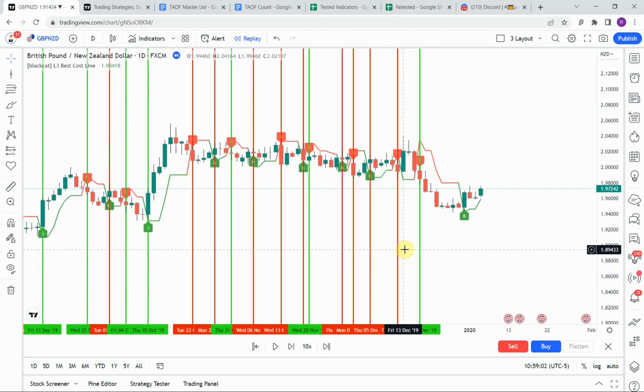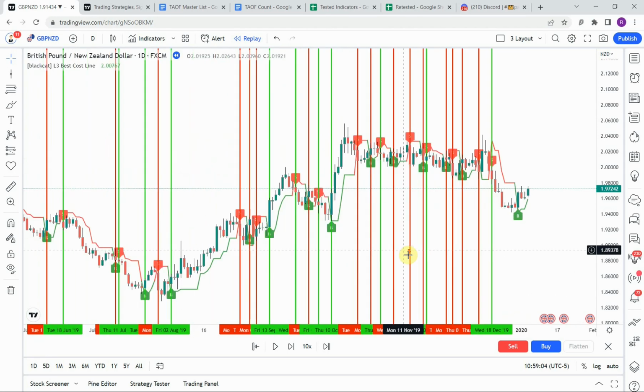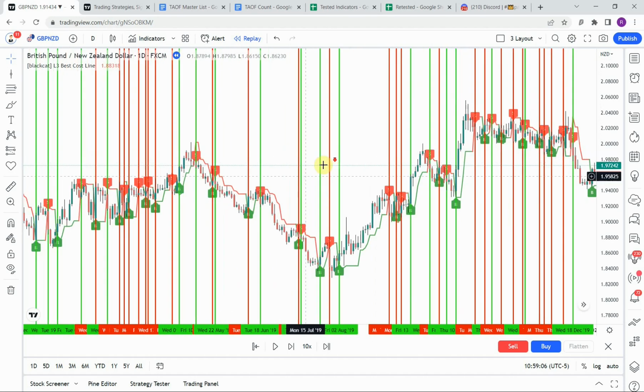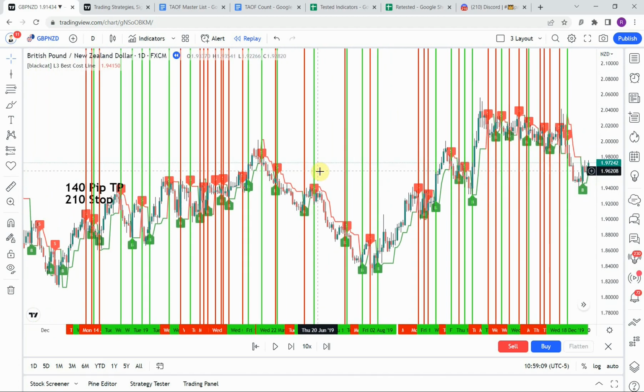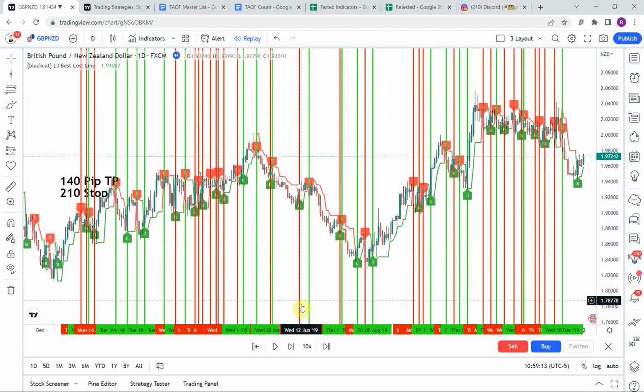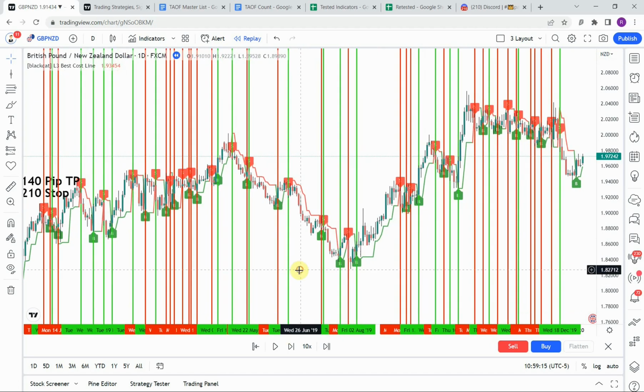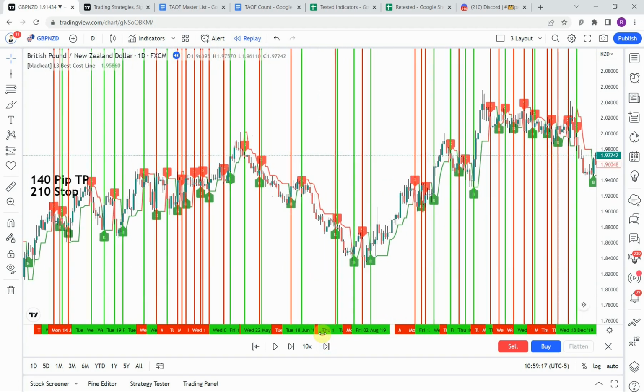All right, back to our indicator here. So we obviously got quite a few trades within the one year's time. That typically becomes problematic as it overtrades, but let's go ahead and count these out and see what we have.